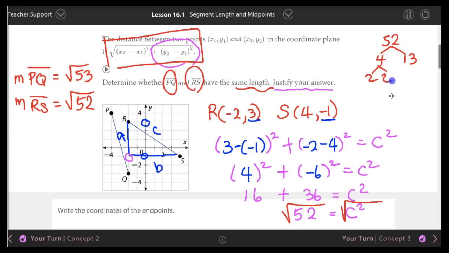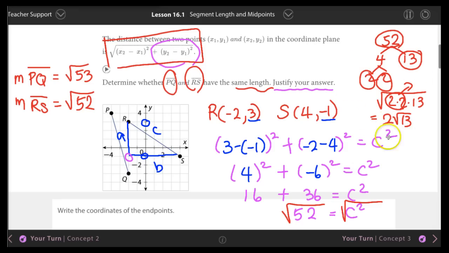4 is the same as 2 times 2. So as you can see, 52 is the same as 2 times 2 times 13, right? So what you're going to do is this one gets to escape. So your answer is 2 square root of 13. That's how you simplify, but you don't need to do that for now. All we need to know was, are these two segments the same length? And according to my calculations, they look very, very similar, but look, they are not the same, and so therefore they are different lengths, okay?